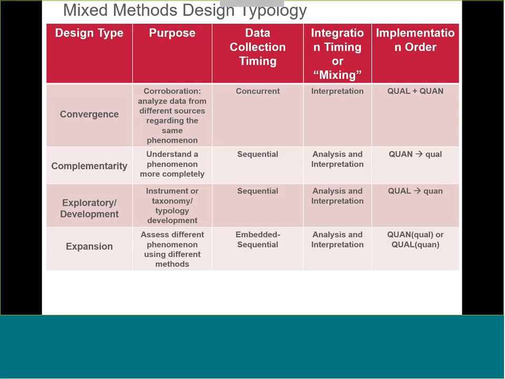For complementarity, we may want to understand a phenomenon more completely. So we may have a sequential data collection approach and use analysis and interpretation in terms of our mixing of the methods and moving from quantitative to qualitative. We just talked about exploratory developmental, so I'll skip to expansion, and that's more of an explanatory model where we want to assess different phenomena using different methods. We may use an embedded sequential approach, and our analysis and interpretation would help us go a little deeper into our findings from one approach. So our quantitative may inform our qualitative, or our qualitative may inform our quantitative. It really can vary.